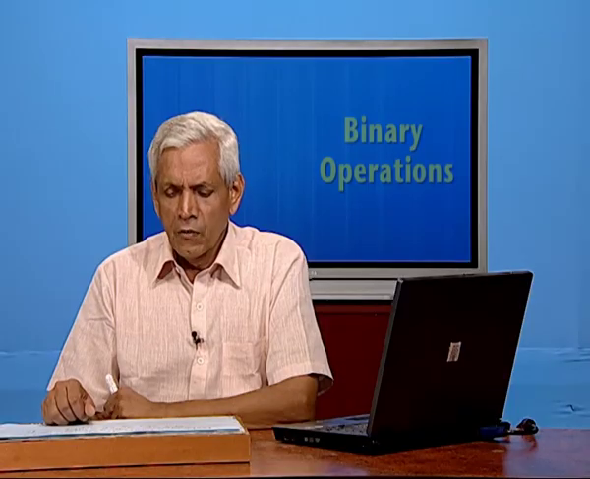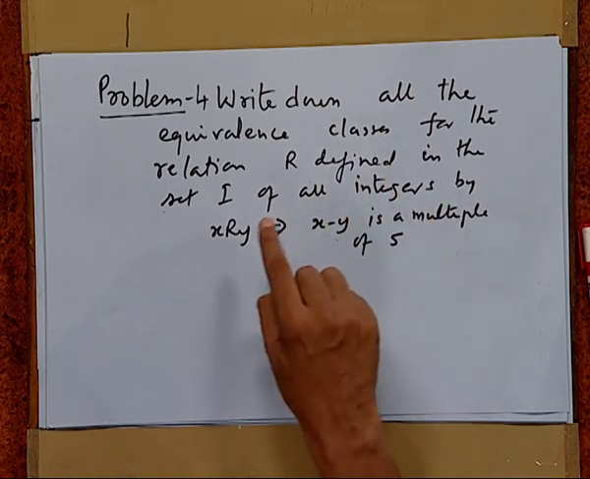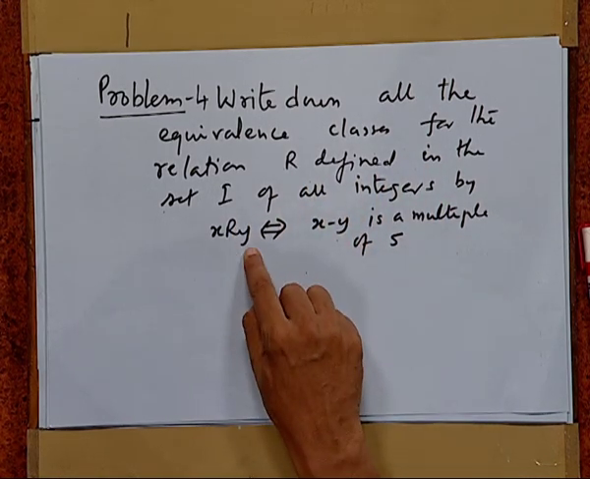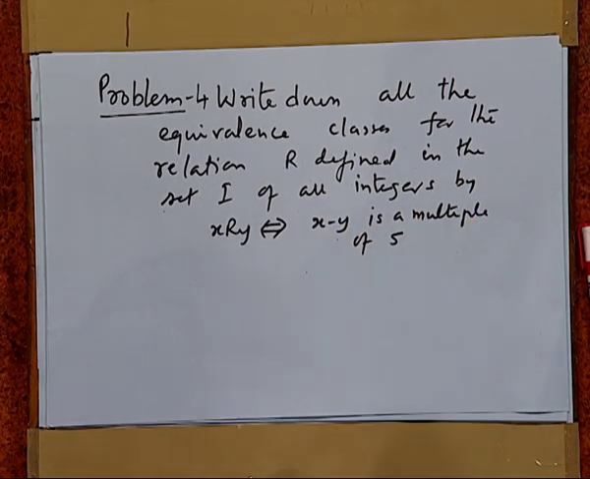Thus, an equivalence class induced by an equivalence relation is a subset of the set under definition such that any two elements are always related and no element of the set is ever related to an element outside this set. We have to write down all the equivalence classes for the relation R defined in the set of integers by x R y, meaning thereby x minus y is a multiple of 5.